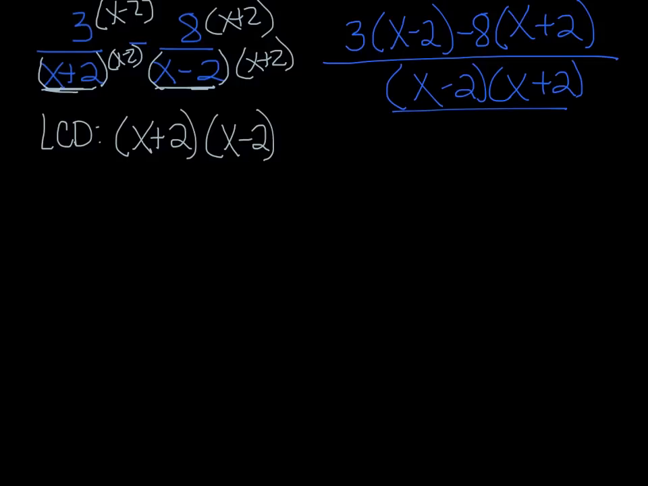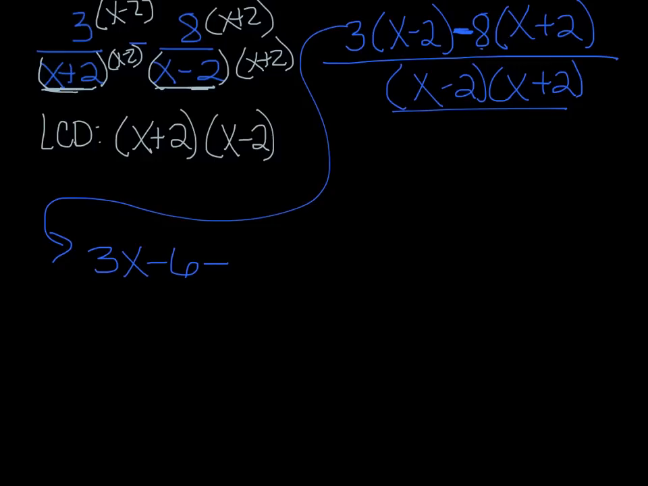But this top part, because I've got a minus in between here, I want to clean this up a little bit. I'm going to clean it up down here. So we've got to distribute the 3, and we have 3x minus 6. And then I'm going to distribute the negative 8, and I have minus 8x, and I have minus 16. Make sure you remember that's a negative 8 that's being distributed, all over the common denominator.